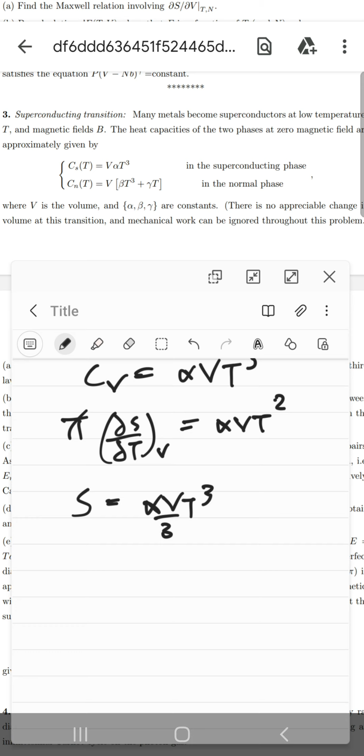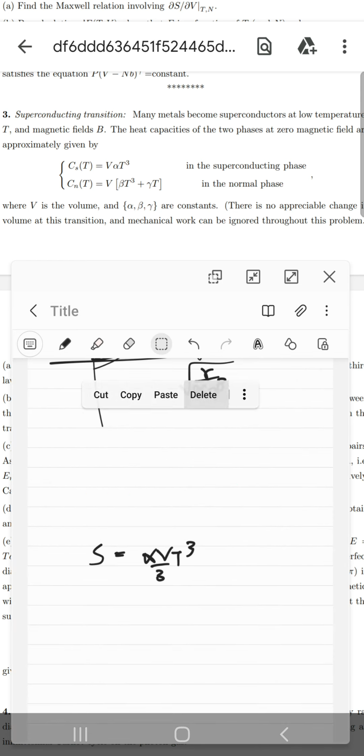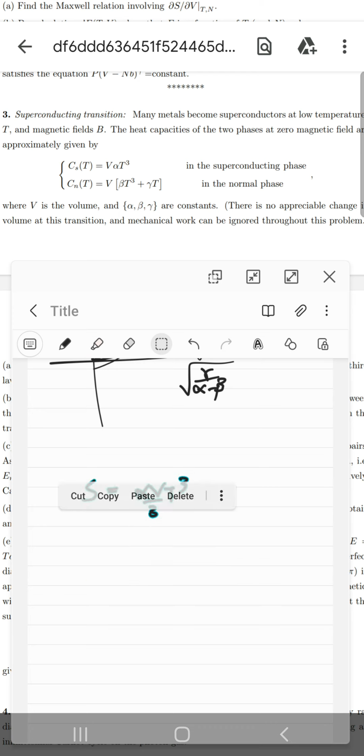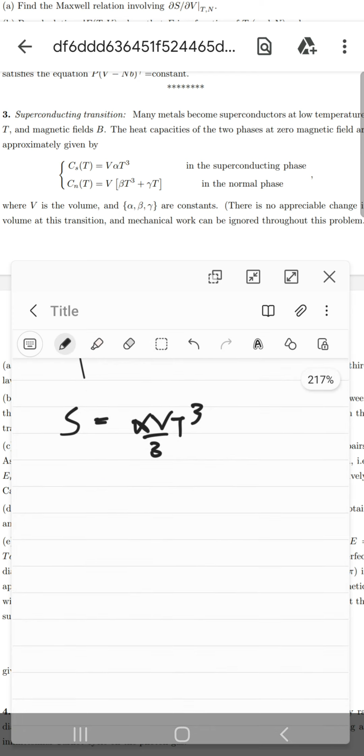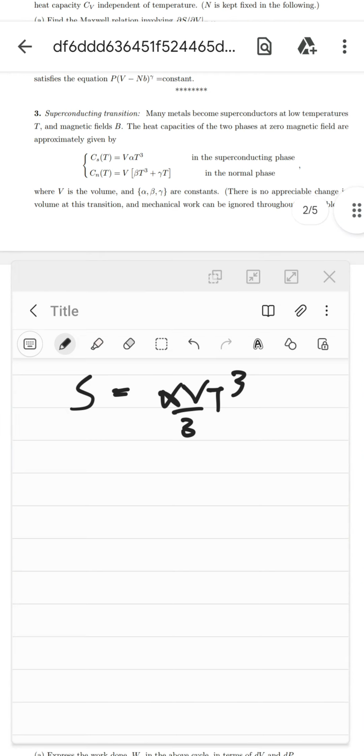Nice. Right, I guess that makes sense. So you actually have the entropy now, for at least the superconducting phase. Okay, let's also figure out the entropy change for the other case.